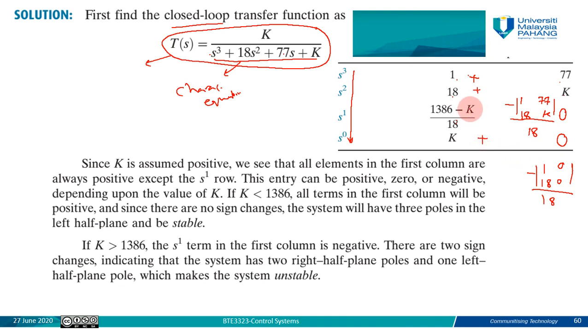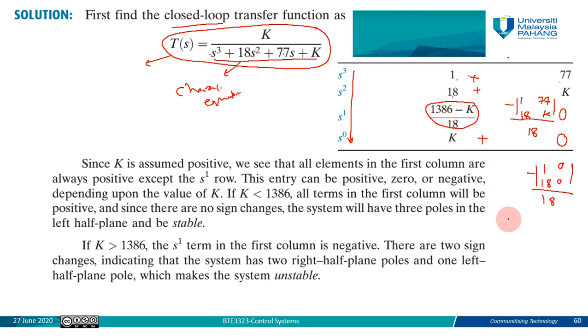Now we need to know what is the sign of this magnitude. We cannot say it is positive, we cannot say it's negative, because the sign of this value depends on the value of k. Since k is greater than 0, it is positive, but we don't know what the value of k is. So this element will decide the stability of our system. Depends on the value of k: is it greater than 1386, less than 1386, or equal to 1386? We will have three situations.